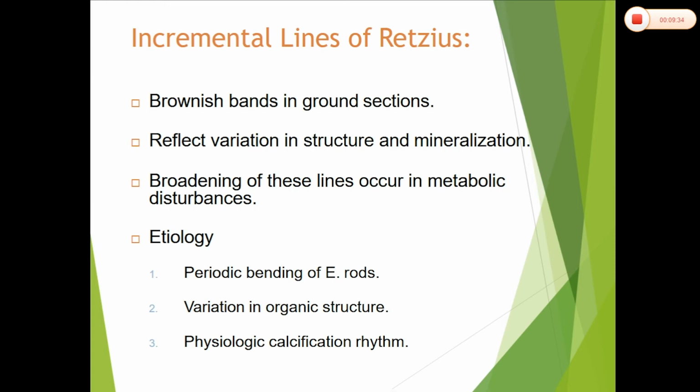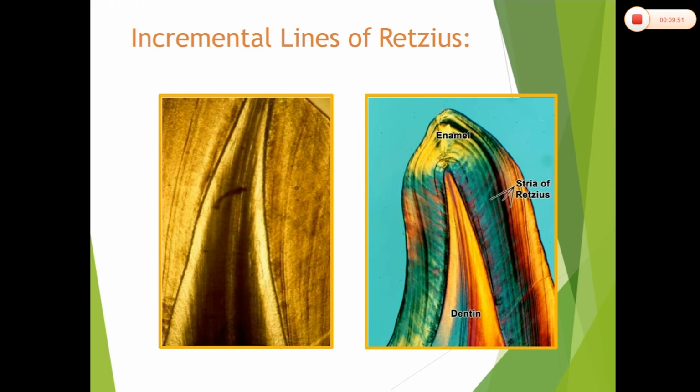These are the causes of appearance of the striae of Retzius. How do we notice them? Brownish bands in ground section reflect variation in structure and mineralization. A broadening of these lines occurs in metabolic disturbances.